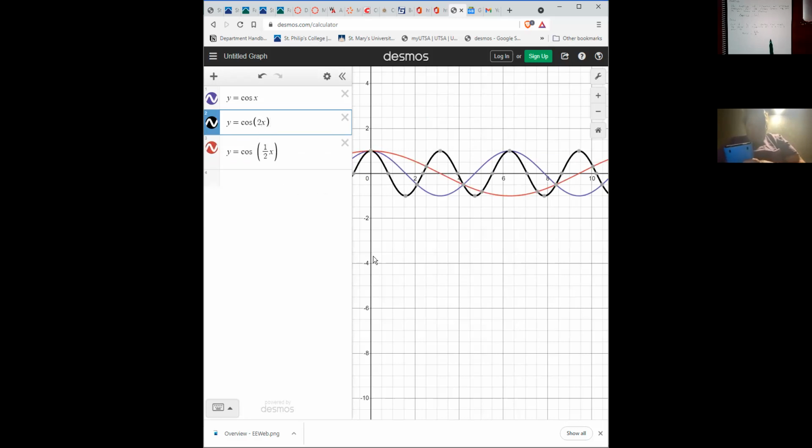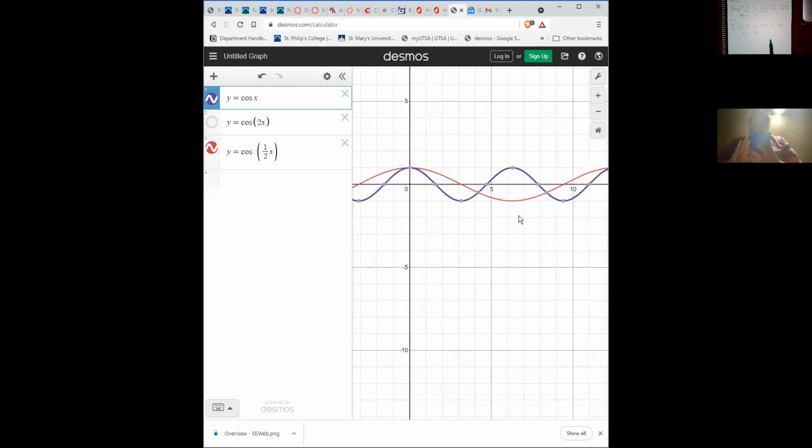I put parentheses just to be safe. Okay, so it looks kind of messy. So let me turn off the black one. So the original, we said, repeats itself in 2 pi, right? So does sine. Now look at the red one, right?